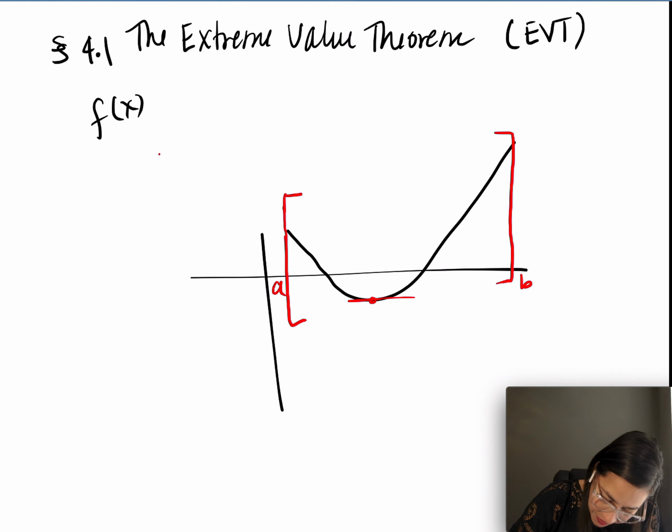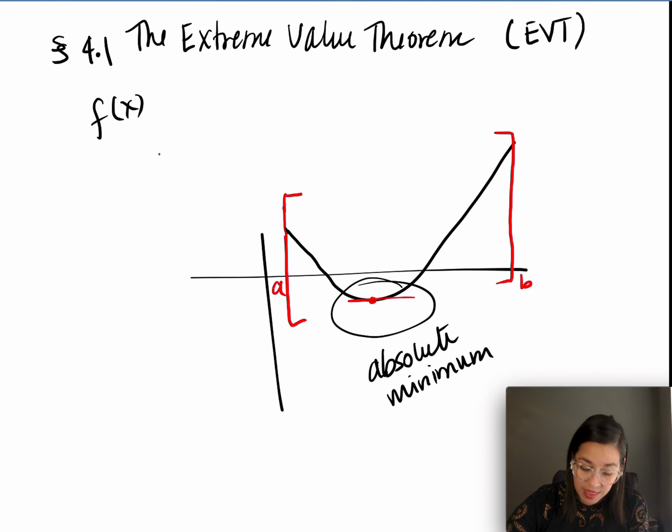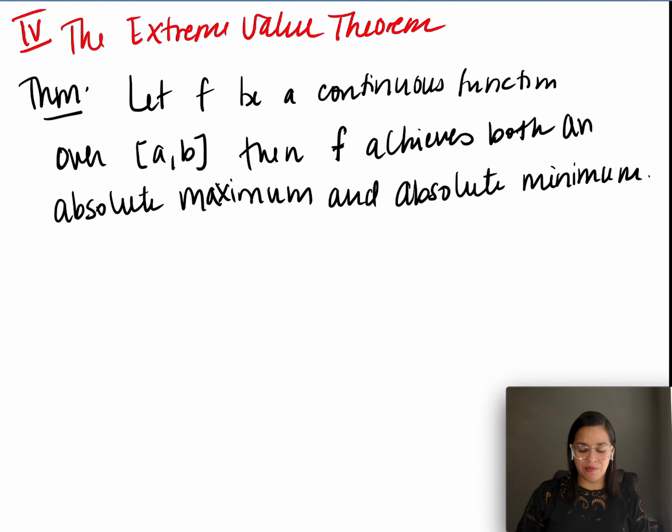Now, can we find absolute maximum and absolute minimum? Absolutely, right? Just by looking at it, you see that this here will be my absolute minimum. And this will be my absolute maximum. And this is the extreme value theorem, okay? This is exactly what the extreme value theorem says.